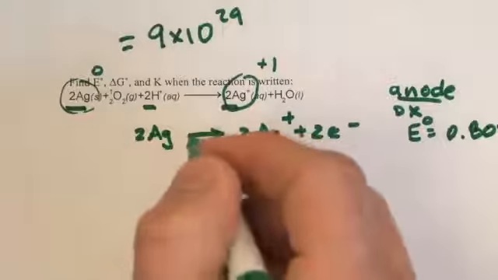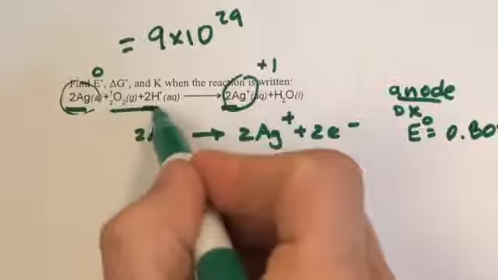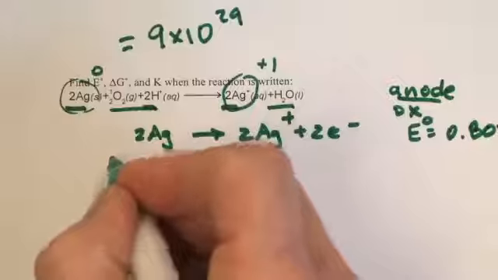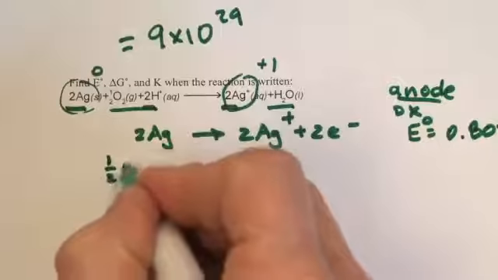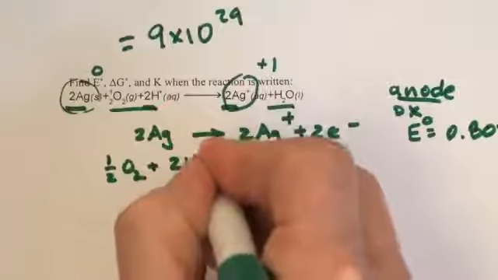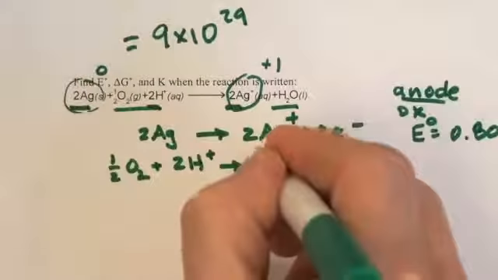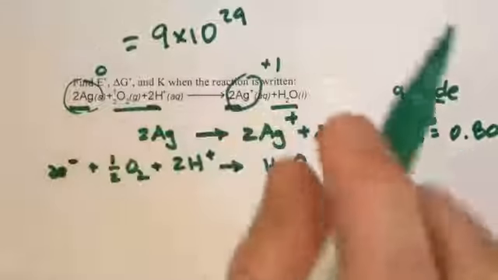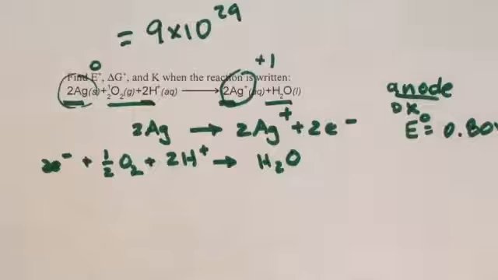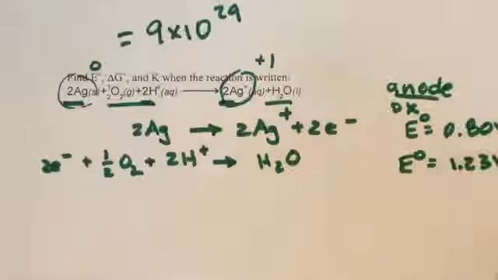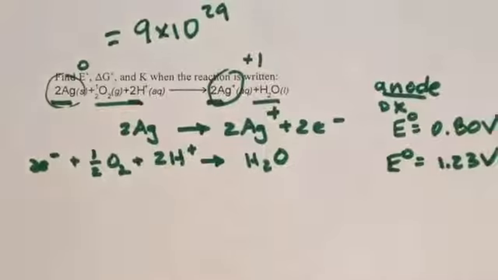And my second half reaction then is going to be this oxygen and hydrogen going to water. And so really what I have here is 1/2 O2 gas plus 2 H pluses goes to H2O over here, and technically I'm getting 2 electrons added to it here as well. And if I look up this standard reduction potential, this one is 1.23 volts. And I can find that on here.